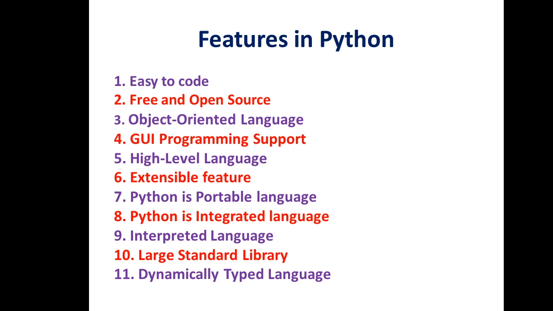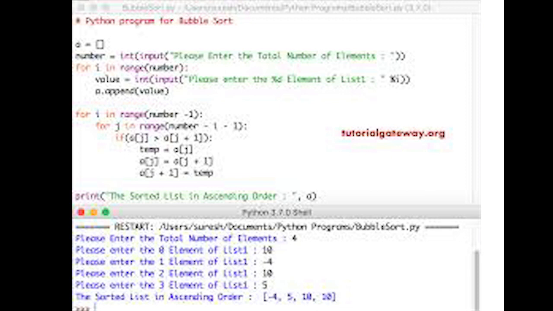The first one is it is very easy to code. The words used in Python language are very similar to the English language. We need not write difficult code like the machine language code. All the keywords are like English language, so when we write code, anyone can easily understand it. Compared to other languages like C Sharp or Java, Python is very easy to learn.